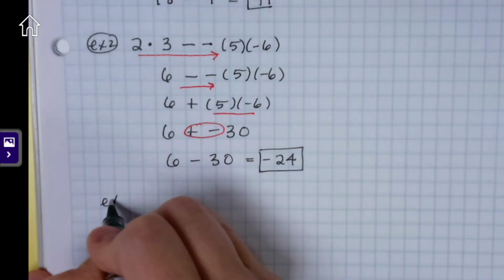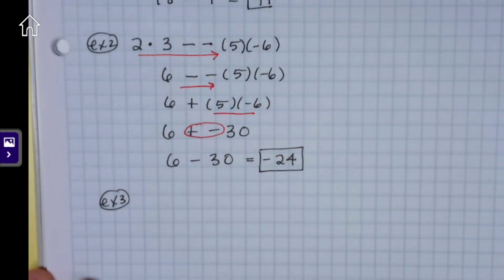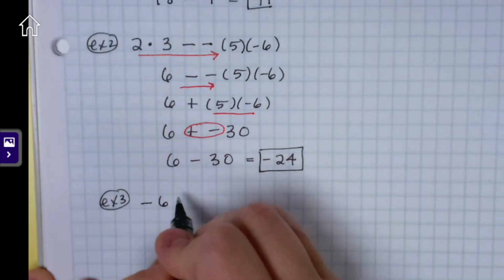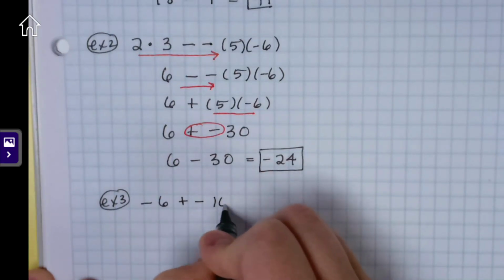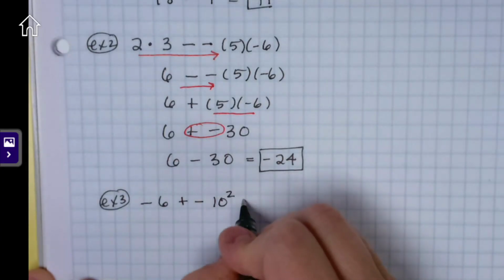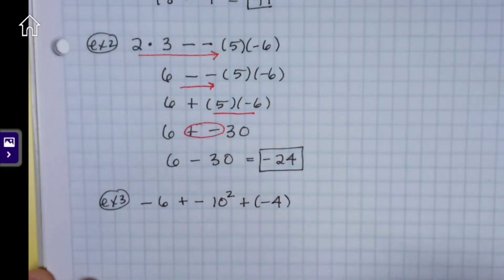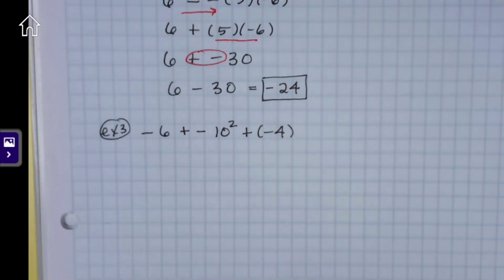All right, last one. Notes are really short today because this is mostly review. Negative 6 plus minus 10 squared plus a negative 4. Now, this one introduces a notation issue that will drive you nuts every year you ever take math. When math teachers get together and we talk about the top 5 problems that all students do, no matter what level, pre-calculus, calculus, pre-algebra, algebra, this is one of the top 5.